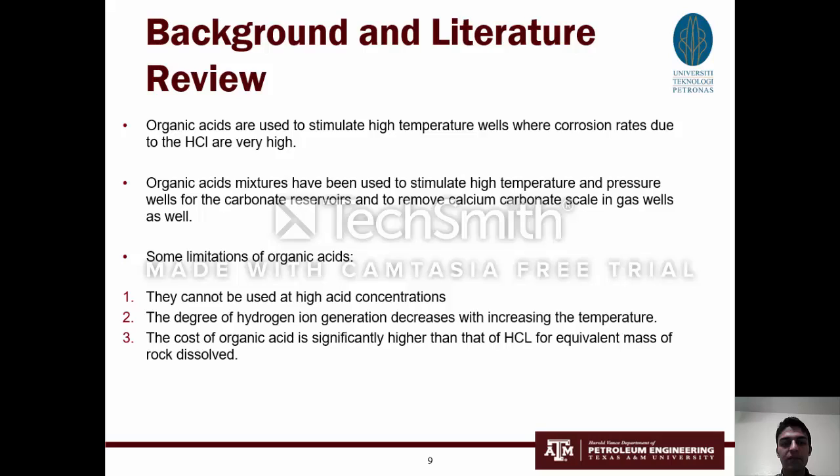Organic acids have some limitations, as mentioned in the older literature. Firstly, they cannot be used at high acid concentrations. The degree of hydrogen ion generation decreases with increasing temperature. The cost of organic acid is very high, higher than HCl for an equivalent mass of rock dissolved.